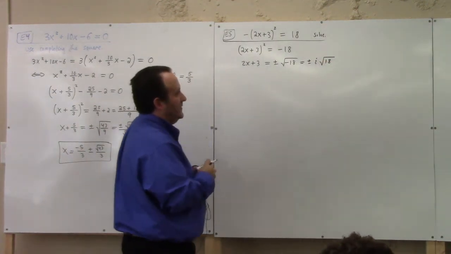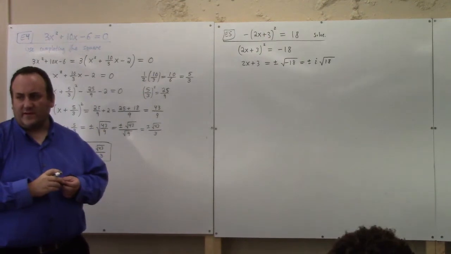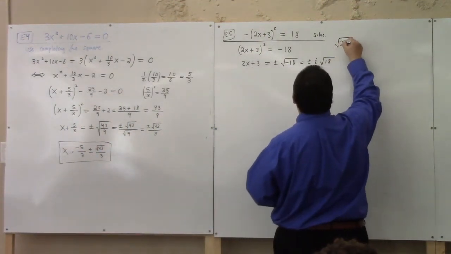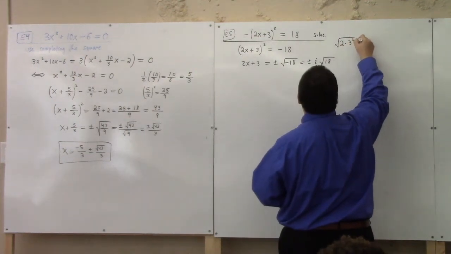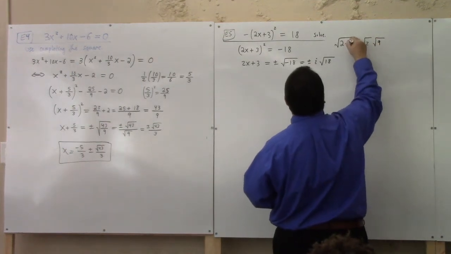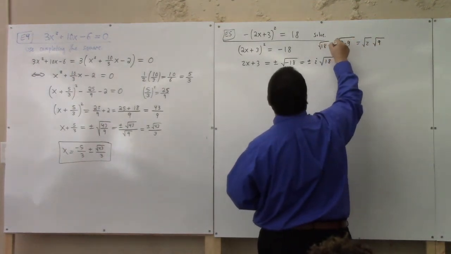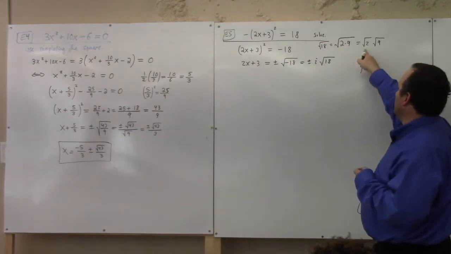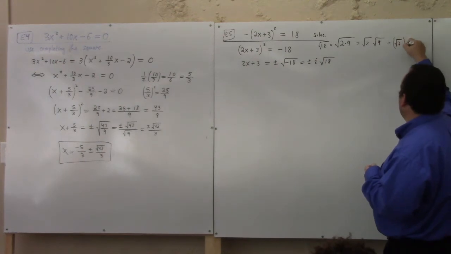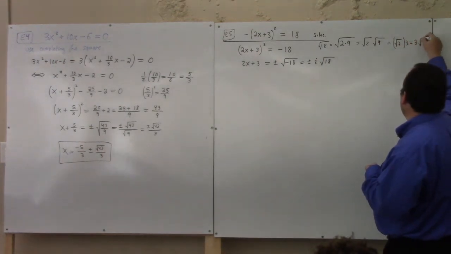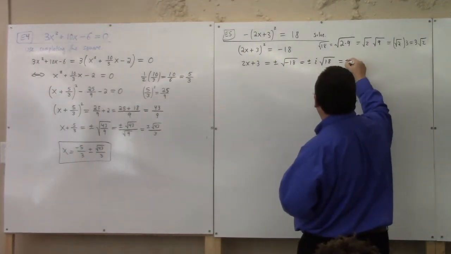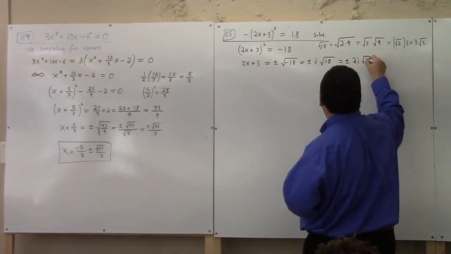And I guess we could simplify that further. Can you guys tell me how to simplify the square root of 18? So the square root of 18 is the square root of 2 times 9, which is the square root of 2 times the square root of 9, which is the square root of 2 times 3. But I like to write it 3 root 2 because it just looks better. So in short, this is plus or minus 3i times the square root of 2.